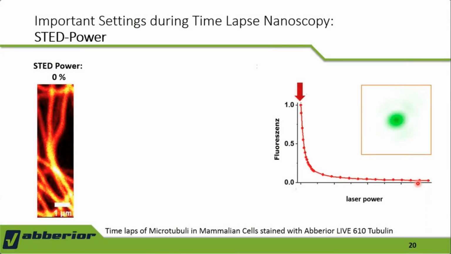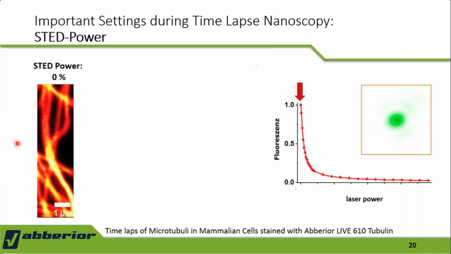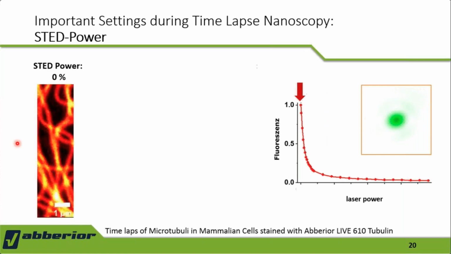Okay, now let's talk about some important settings you always have to keep in mind for live cell STED microscopy. If you look at this image here, that is a confocal image where we used 0 STED power, then you can, of course, easily observe the tubulin filaments over a longer time. We imaged 1 frame every minute for half an hour. So we imaged mammalian cells and stained them with our probe Live 610 tubulin.